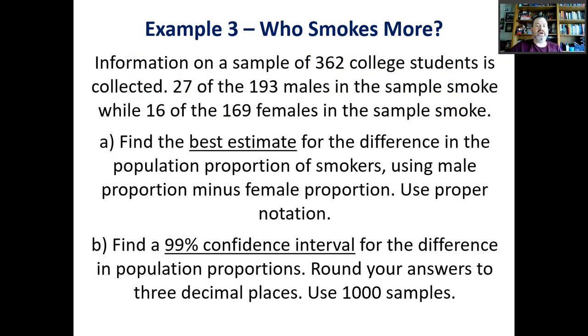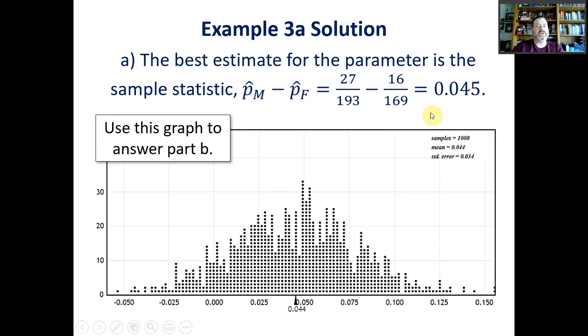All right, for part B, find a 99% confidence interval. All right, so here's our bootstrap distribution. We want to find a 99% confidence interval. So how many dots do we chop off of each side? Pause the video and think about it if you're not sure. So a 99% confidence interval is a 0.5 percentile on the left, 99.5 percentile on the right.